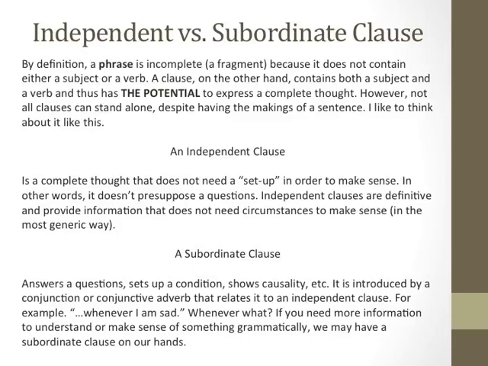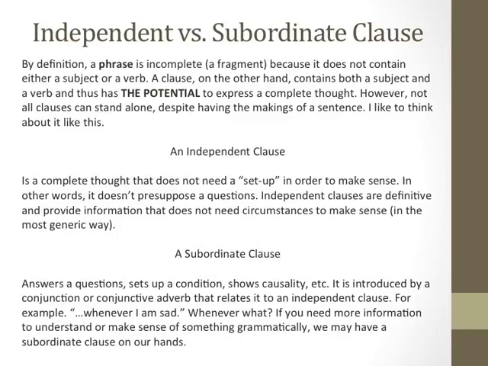So I like to think about it like this. An independent clause is a complete thought that does not need a setup in order to make sense. In other words, there's no question that it presupposes, or condition that it presupposes, rather. Independent clauses are definitive and they provide information that doesn't need circumstances to make sense, okay? In the most generic sense of the word.